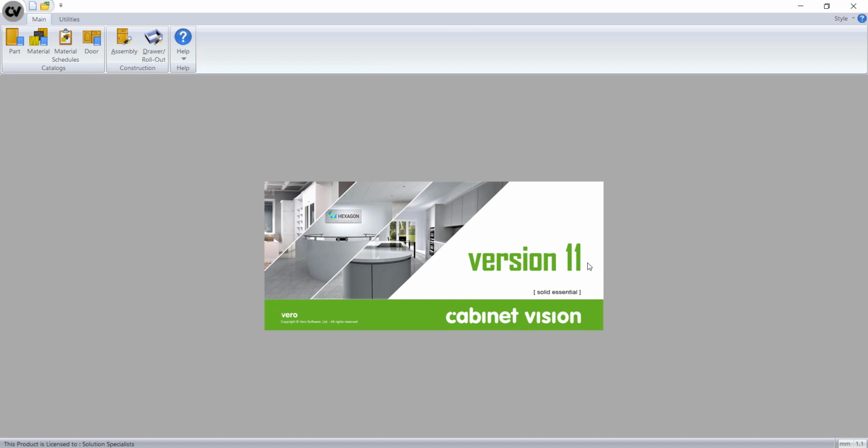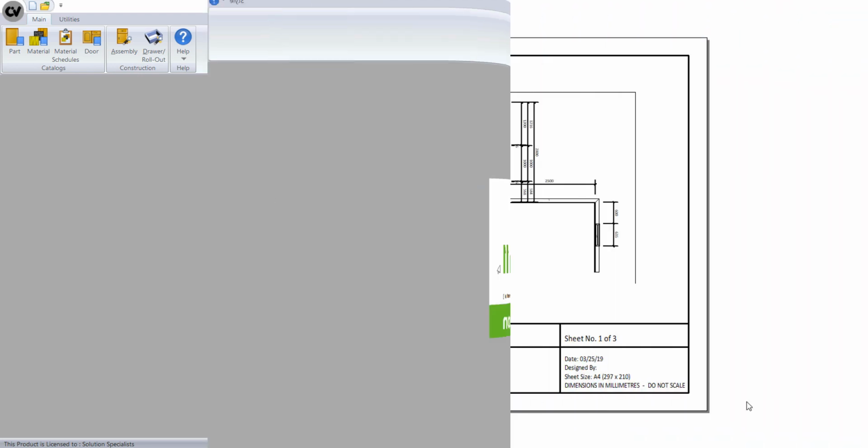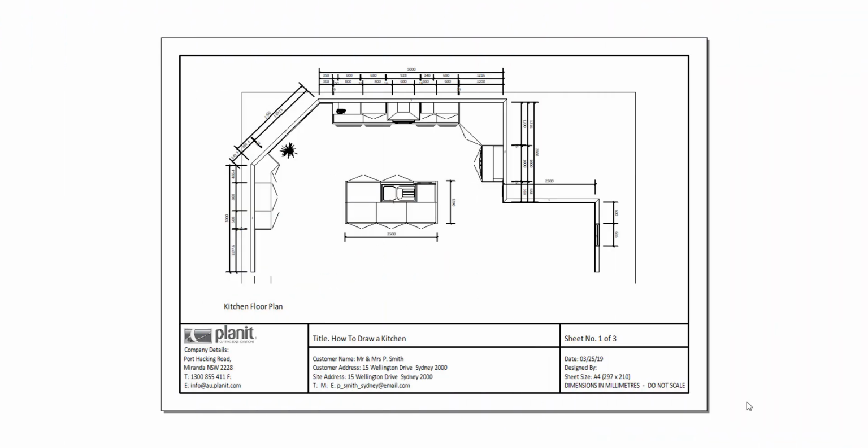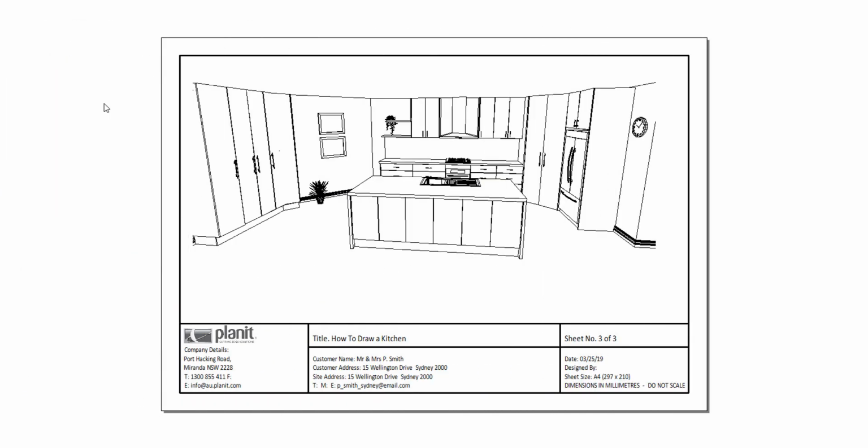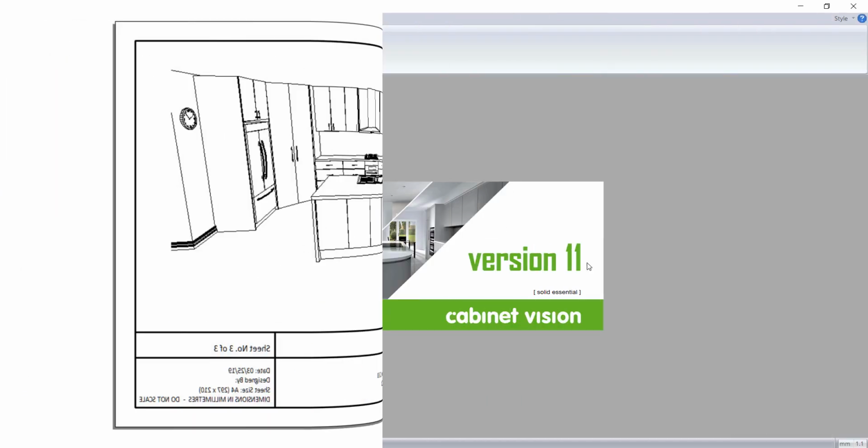Planit's step-by-step demonstration of how to draw a kitchen in Cabinet Vision using Solid Essential version 11. Here is a complete set of plans that show the design I will be demonstrating. You can print these off to use as a reference and follow along if you wish.